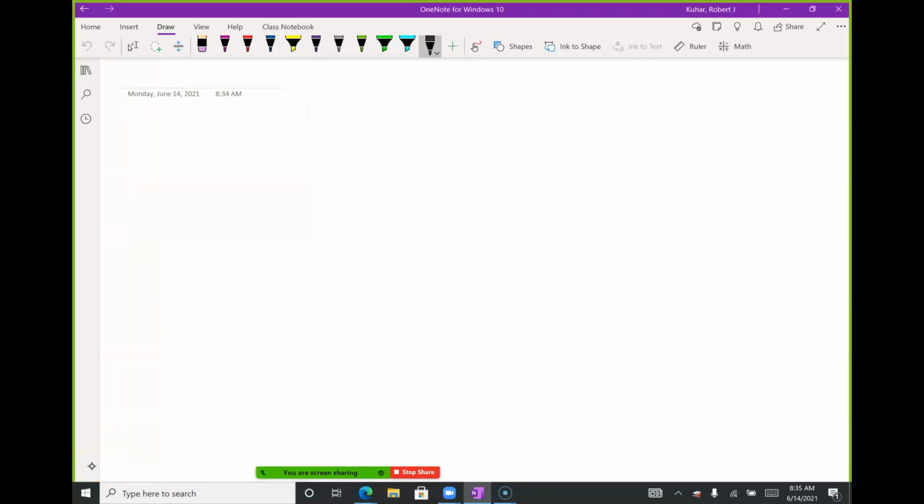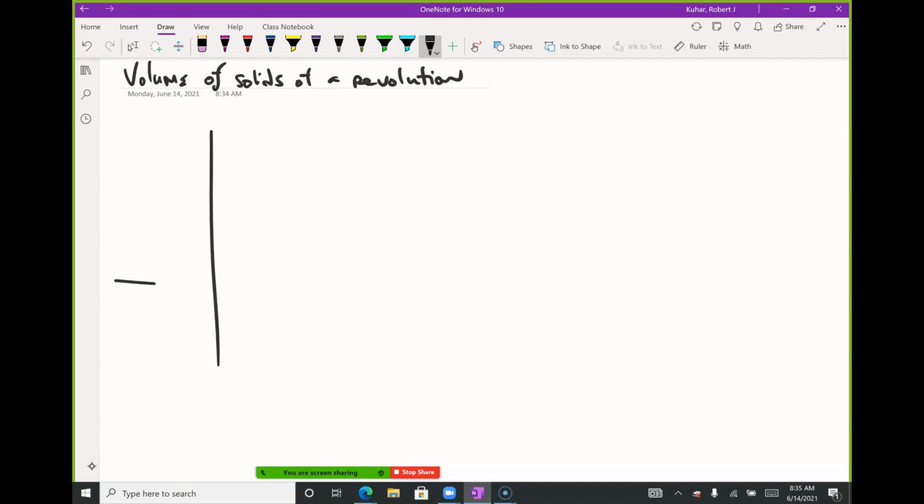So what we're doing today is we're getting a volume instead of an area. Okay, so this is called a volume of solids of a revolution. So what we're going to just be taking is an area, a nice simple area.